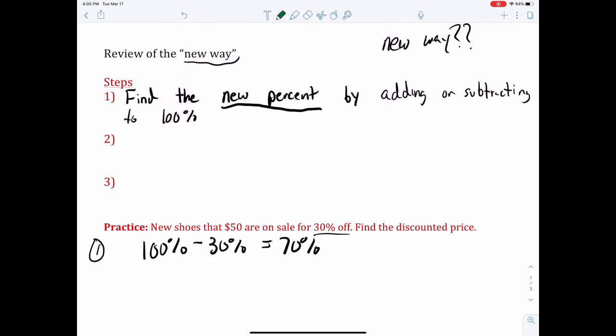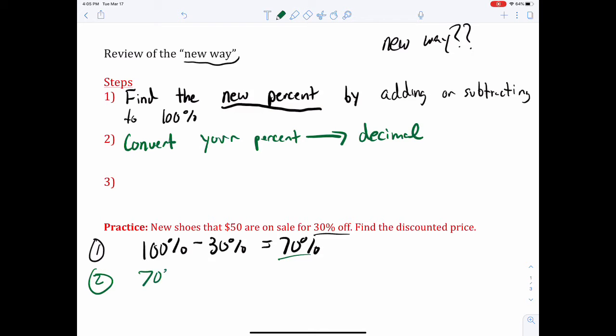Step 2 is to convert your percent to a decimal. So here's step 2 at work. We have that 70%, so we're going to do 70%. To make that a decimal, you could divide by 100. So that equals 0.7. And we're done with step 2.